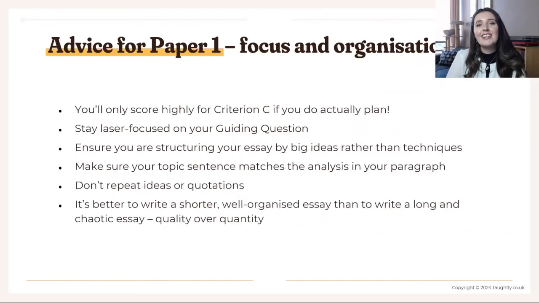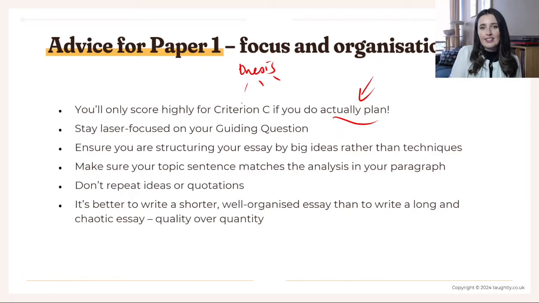For criterion C, focus and organisation, you will only score highly if you do actually plan. I know lots of students think, I don't need to plan, I can write an essay just fine. I can tell when you haven't planned and you won't get 5 out of 5. So do make sure that you are doing my horizontal plan with your thesis and your big ideas and then quickly noting down what each of your supporting evidence will be for those big ideas.